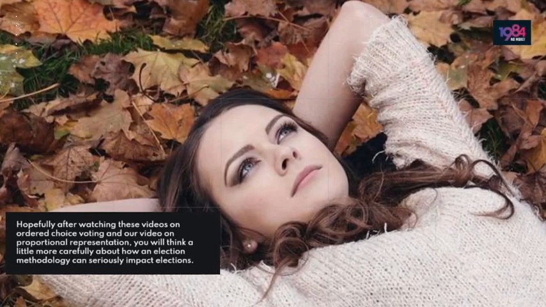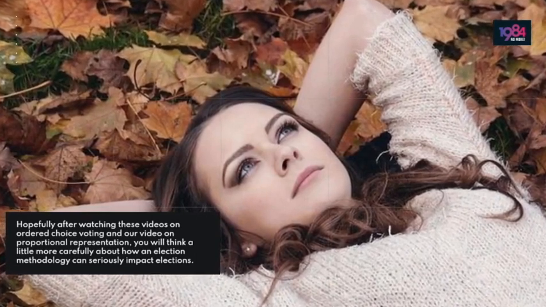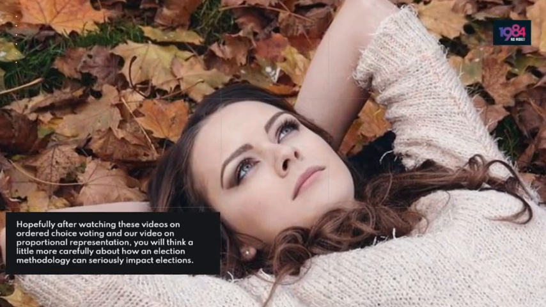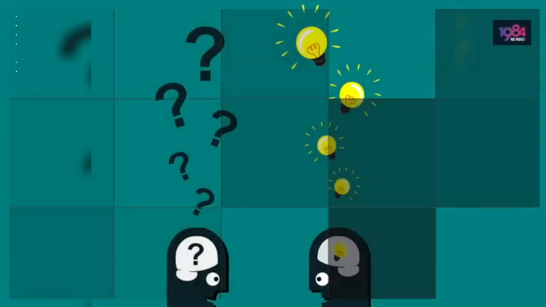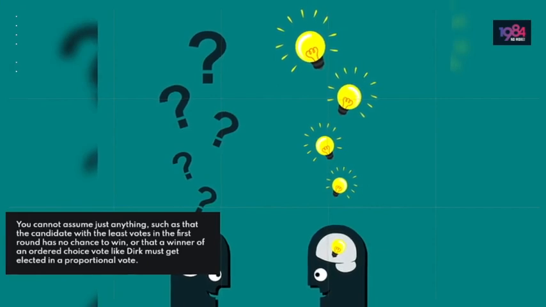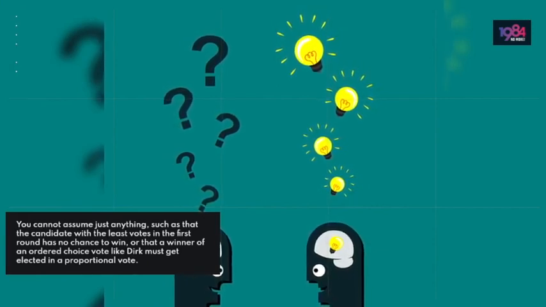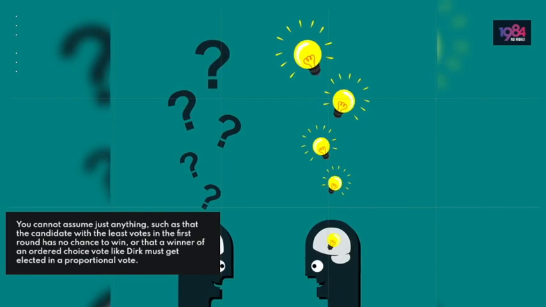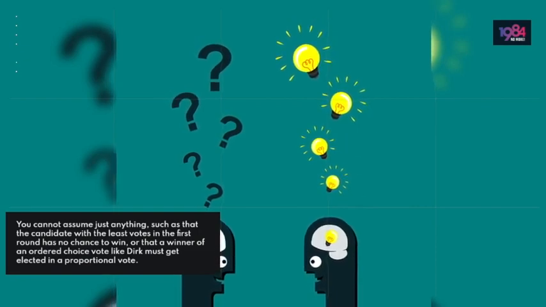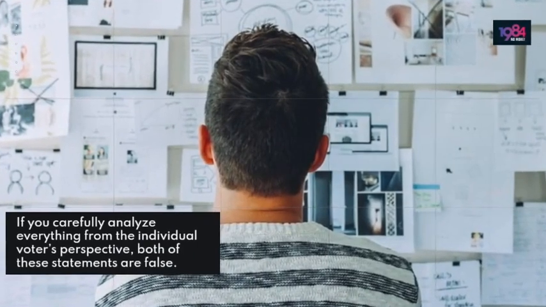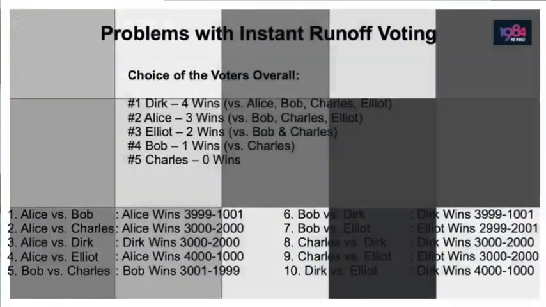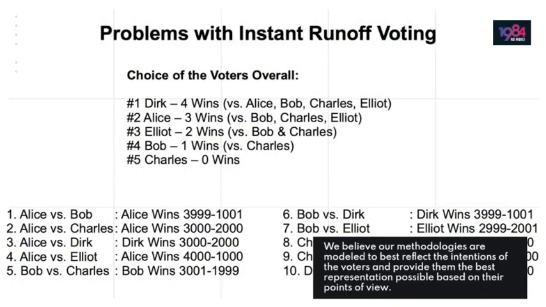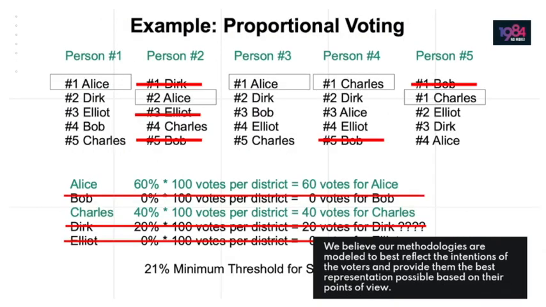Hopefully after watching these videos on ordered choice voting and our video on proportional representation, you will think a little more carefully about how an election methodology can seriously impact elections. You cannot assume just anything, such as that the candidate with the least votes in the first round has no chance to win, or that a winner of an ordered choice vote like Dirk must get elected in a proportional vote. If you carefully analyze everything from the individual voter's perspective, both of these statements are false. We believe our methodologies are modeled to best reflect the intentions of the voters and provide them the best representation possible based on their points of view.